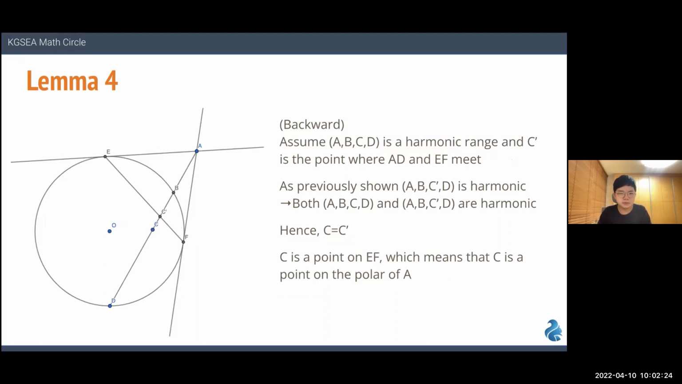If we assume that ABCD is a harmonic range and C' is the point where AD and EF meet, as previously shown, ABC'D is harmonic, which means that both ABCD and ABC'D are harmonic. Hence, C and C' are identical. C is a point on EF, and EF is the polar of point A, which means that C is a point on the polar of point A.